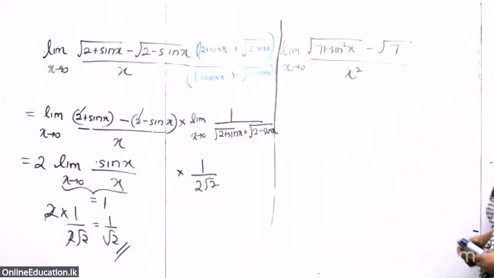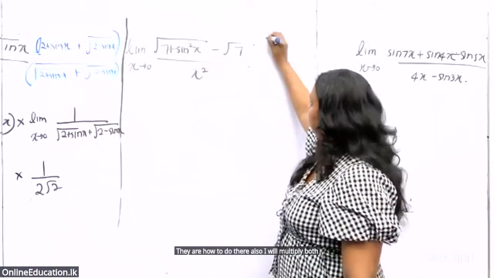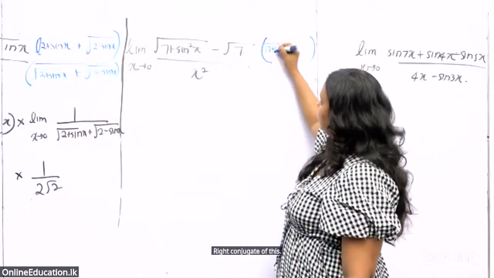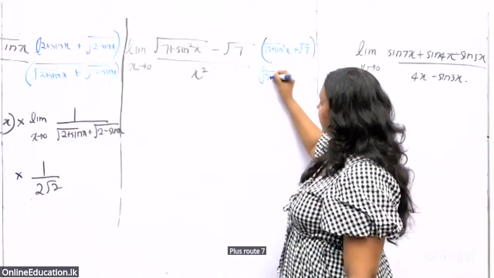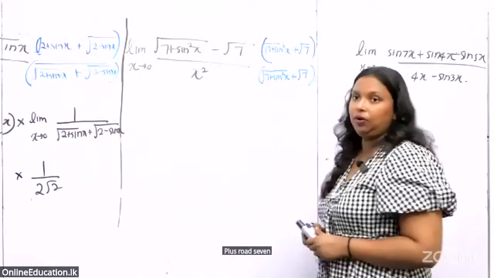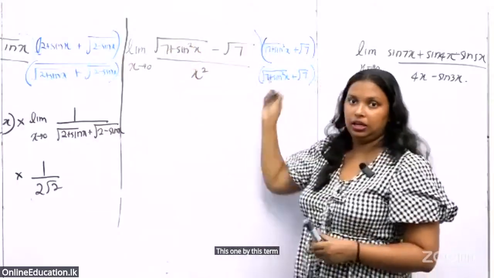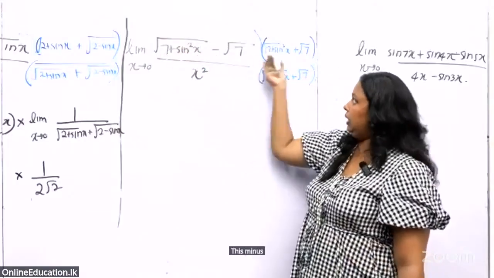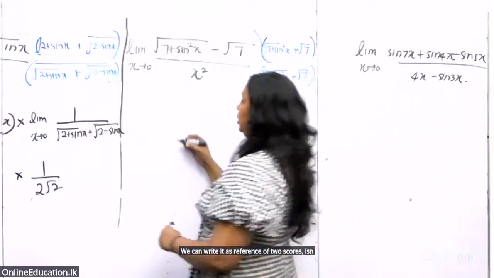This one, right? There, how to do? There also, I will multiply both the numerator and denominator by this conjugate of this one, right? Conjugate of this. See, root 7 plus sine squared x plus root 7. Now what will happen? This term into this term, they are a minus b, a plus b. We can write it as difference of 2 squares, isn't it? So how can I write?